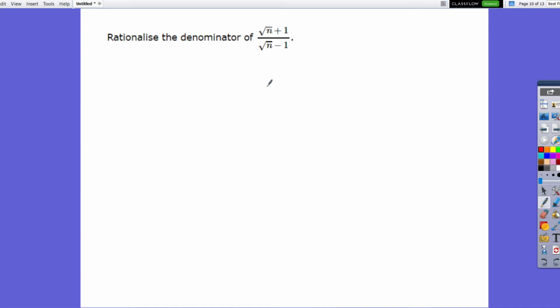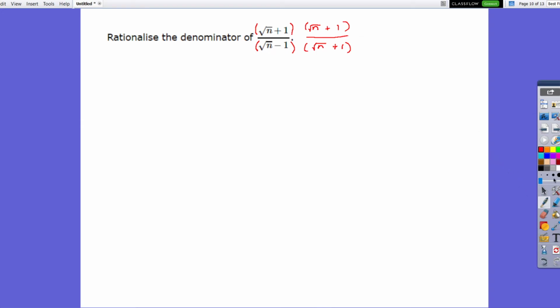Okay, to finish off with, we've got to rationalize the denominator. We've seen some of these before. When we rationalize the denominator, what we're going to do is multiply the denominator by the conjugate. The conjugate is basically these two numbers the same with the sign different. So this will be root n, and in this case, it will be root n plus 1. Don't forget, whatever you multiply the bottom by, you must multiply the top by exactly the same, otherwise it'll change the fraction.